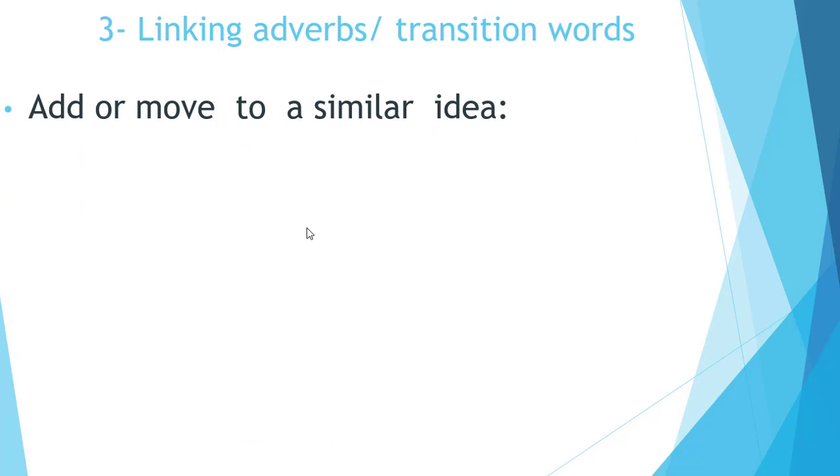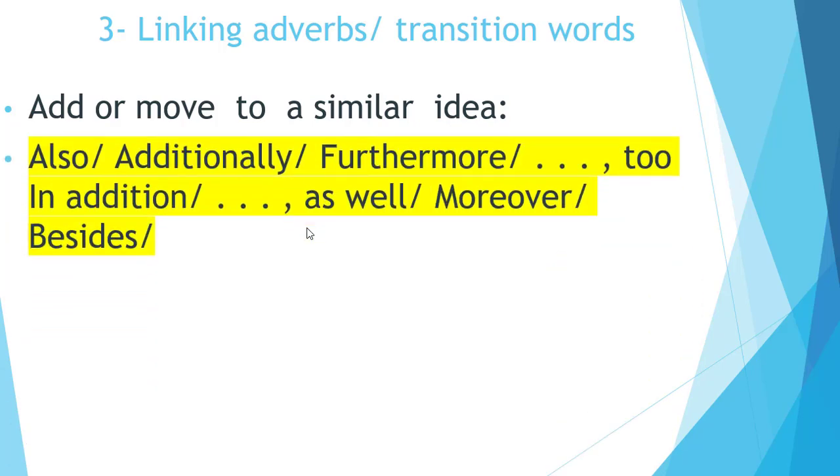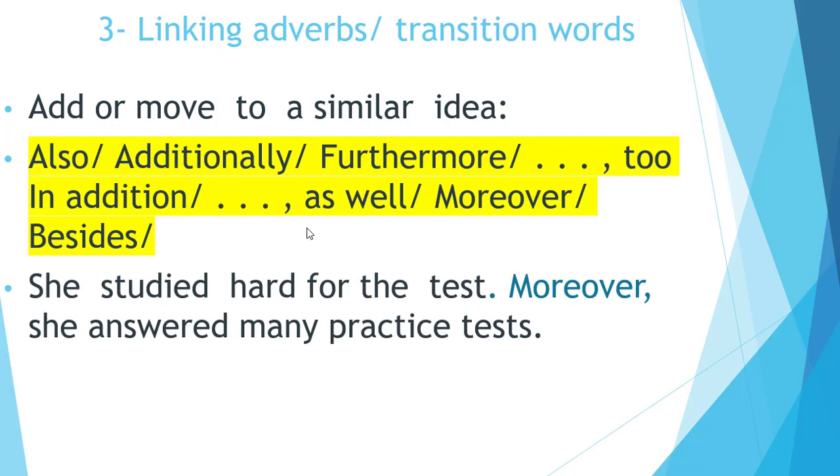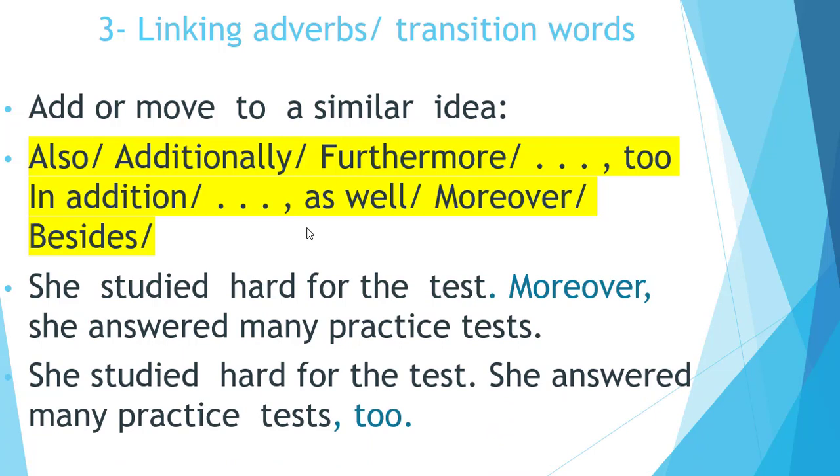we can use the transition words for adding or moving to a similar idea, like also, additionally, furthermore, to, in addition, or as well in the end of the sentence, moreover, or besides. An example, she studied hard for the test, full stop, moreover, comma, she answered many practice tests. She studied hard for the test, full stop, she answered many practice tests too, okay, comma, too, full stop.